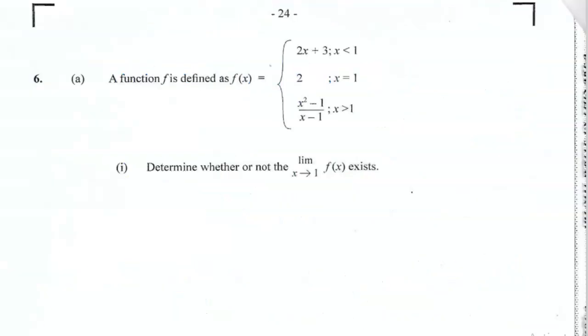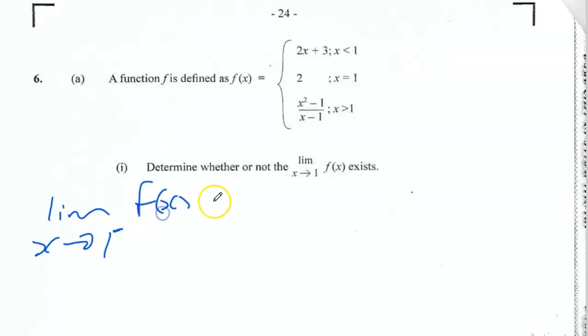And now the sixth and final question. So we have a piecewise function there. So the first piece is in the domain when x is less than 1. The second piece, the function is equal to 2 when x is equal to 1. And the final piece, x squared minus 1 upon x minus 1, for the domain x is greater than 1. Determine whether or not the limit of f of x exists as x approaches 1. So now we want to test if the limit exists as x approaches 1. So the left hand limit should be equal. So the left hand limit, which would be the limit as x approaches 1.